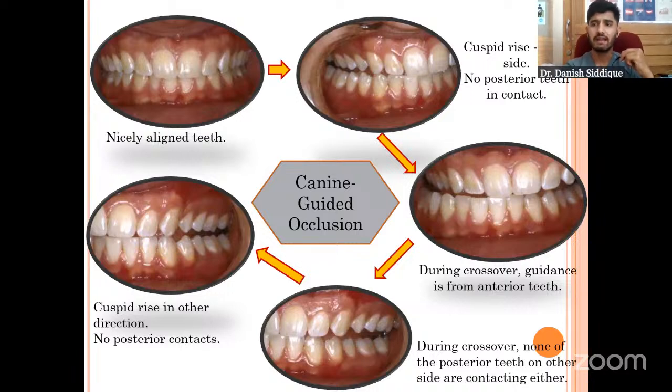So moving on to canine guided. Canine guided is also part of the mutually protected occlusion. The basic difference in canine guided is that here the entire load is taken up by the canine during the lateral movements. That is, whenever we do the lateral movement, the canine comes into contact and it causes complete disocclusion of all the posterior teeth that we see. In ideal cases, this is the occlusion that is preferred for the natural dentition, because the canines are the cornerstone and they can take up this load, and it protects all the other teeth in any other excursive or lateral movements.